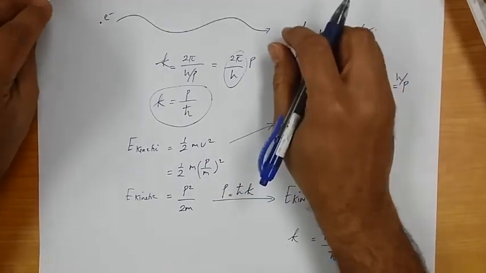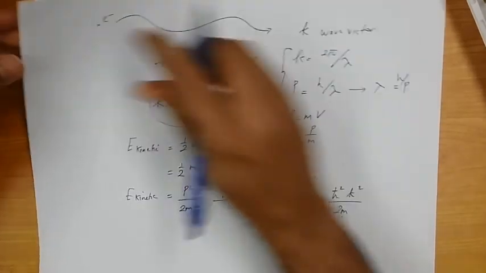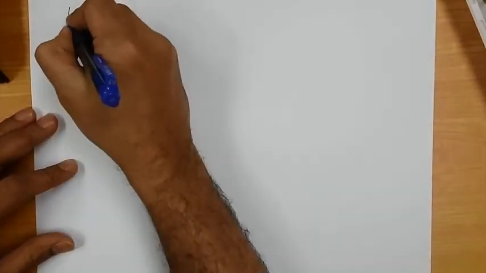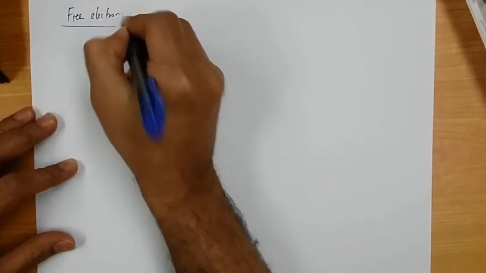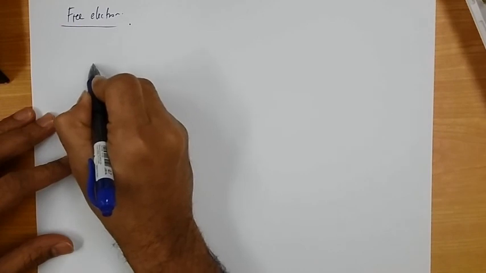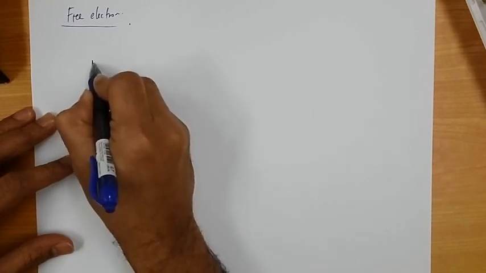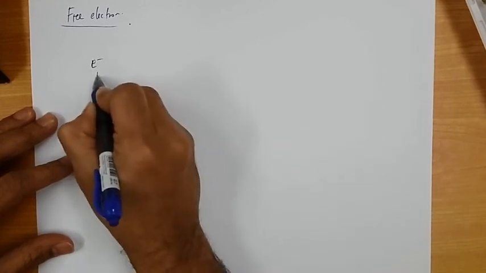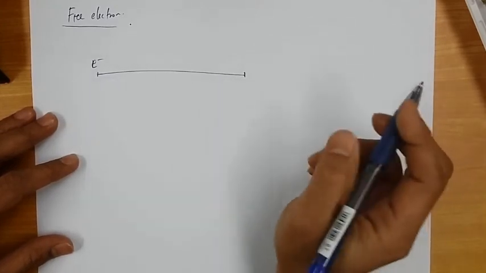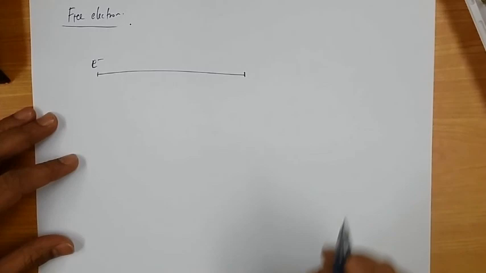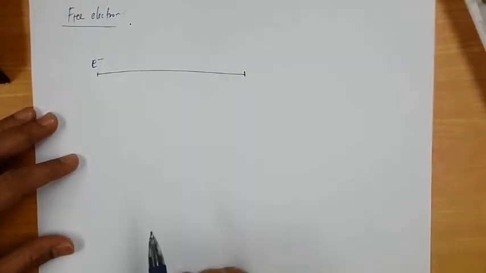Right, so now let's look at an example. Let's look at the example of a free electron. This is a case where an electron is moving in one dimension. We will just limit this discussion to one dimension. So, an electron moving in one dimension.